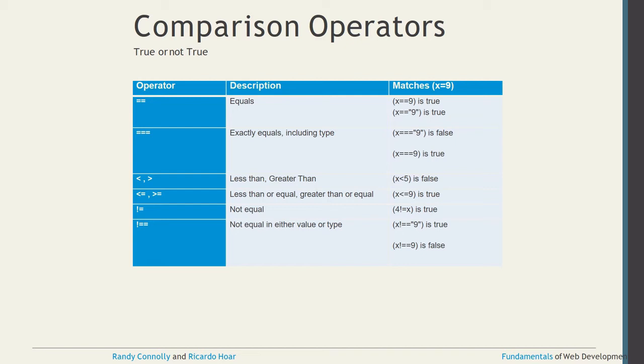And the last one is not equal in either value or type. So the triple equal symbol is there for that, and we can consider it here as not equal in either value or type. Got it? So these are the common comparison operators in JavaScript.